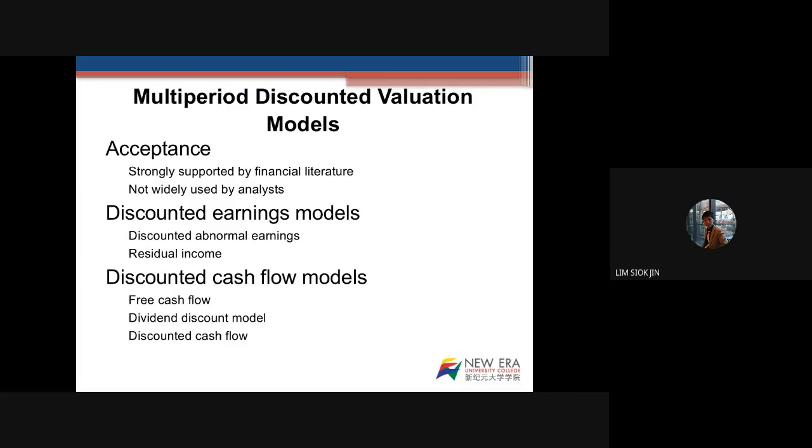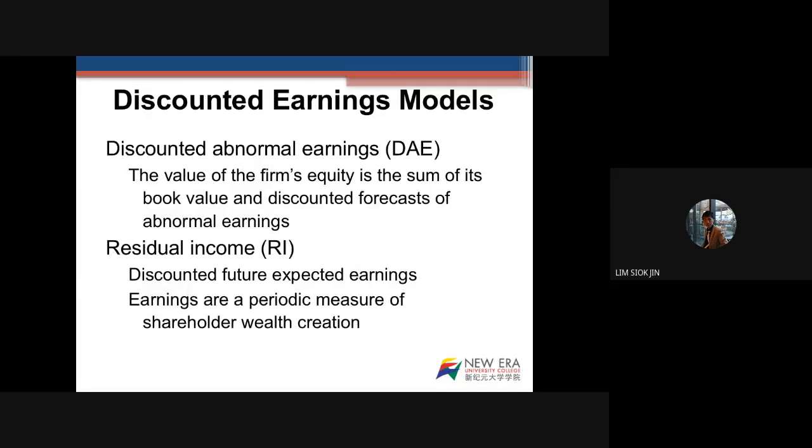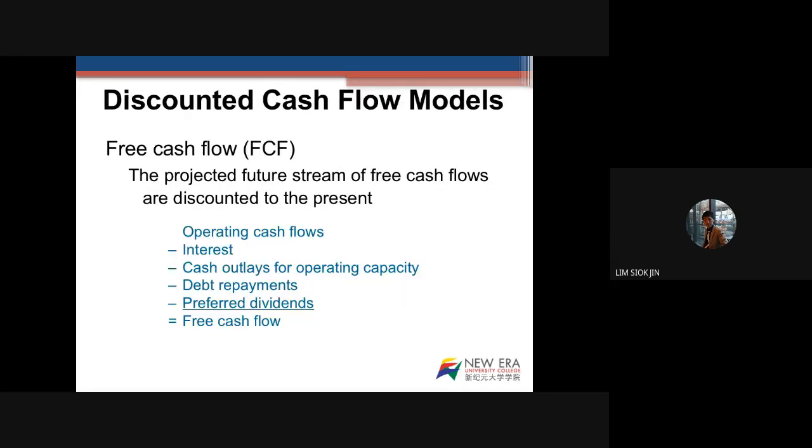If you are taking the other subject called finance in your diploma, this finance module will teach you about the discounted cash flow model and how to discount cash flow. Present value, future value, all those I'm sure you know. These are the ways of discounting earnings: discounting normal abnormal earnings and also discounting residual income. The other one will be discounting cash flows.